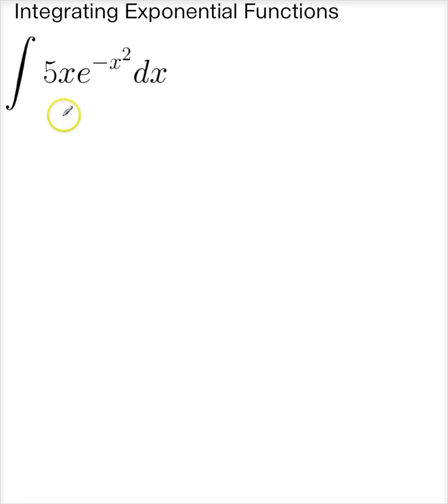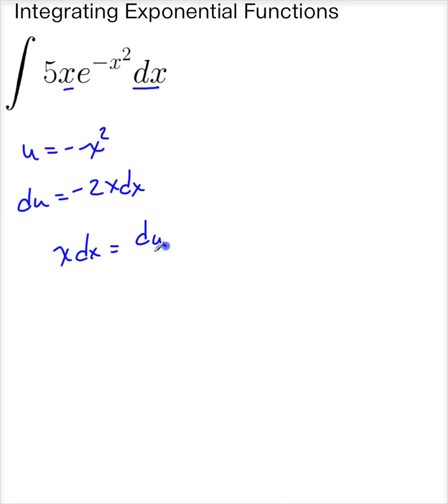This one's not quite so straightforward. Always let u equal your exponent of your exponential. Let u equal minus x squared. Du is minus 2x dx. So I have x dx in my integral. So x dx is du divided by minus 2.